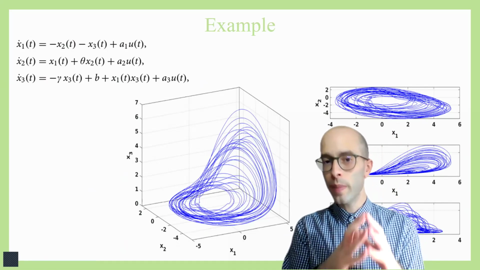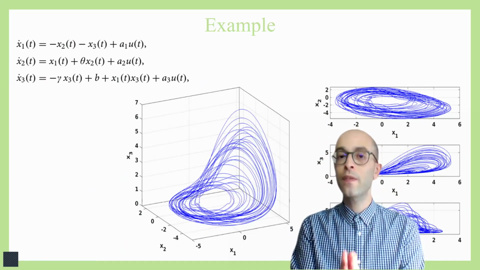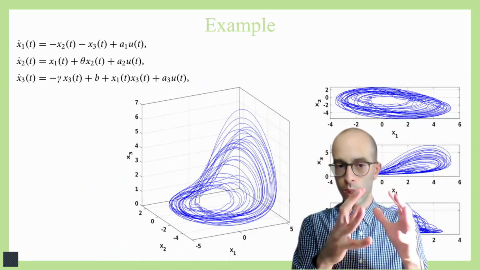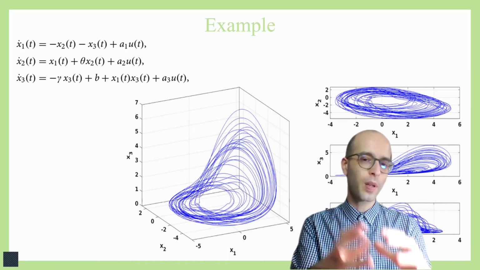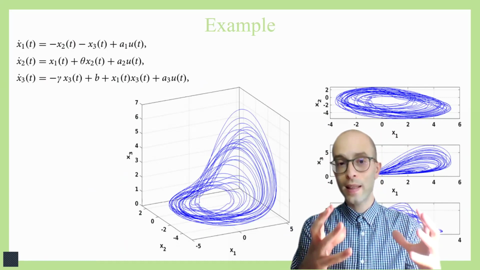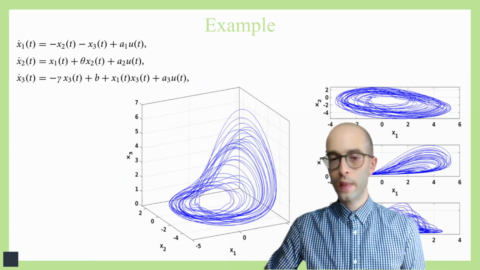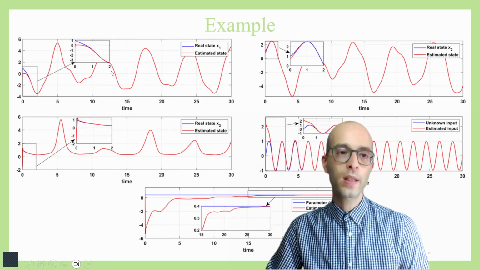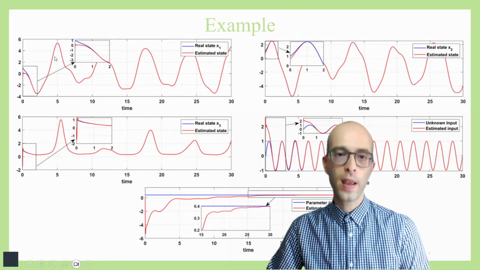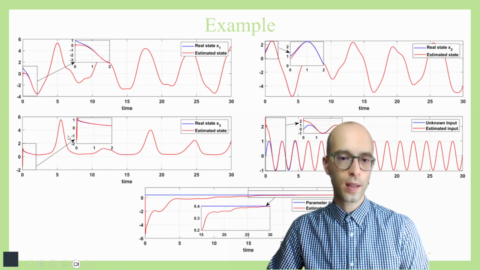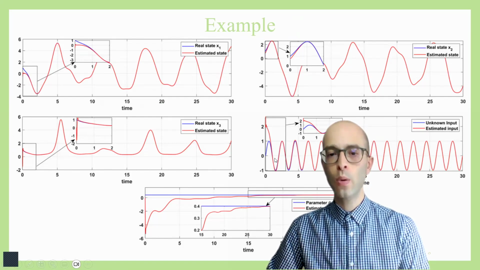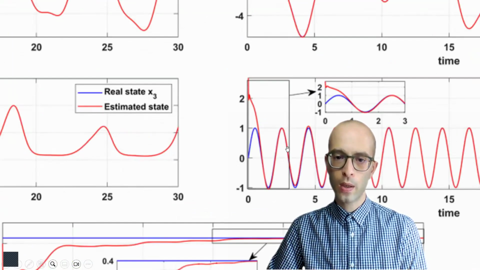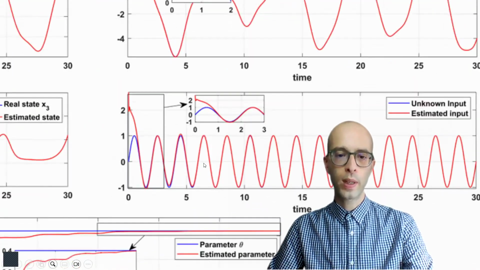So this is possible because we considered observer design for rectangular systems. Rectangular systems allow us to formulate this example in such a way so that we can estimate the unknown input as well. And this is what we do. You see the simulation results right here. So we estimate very nicely the states x1, x2, and x3. And we also estimate the unknown input, which is just a sinusoidal signal. So just in a couple of seconds, we have estimation of the unknown input.